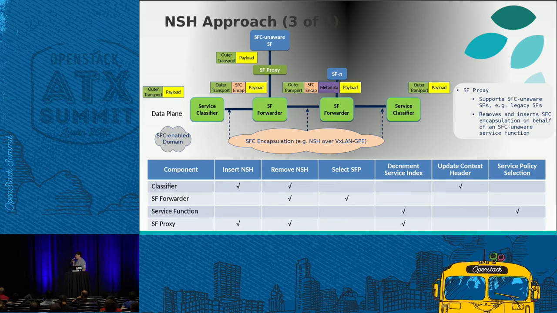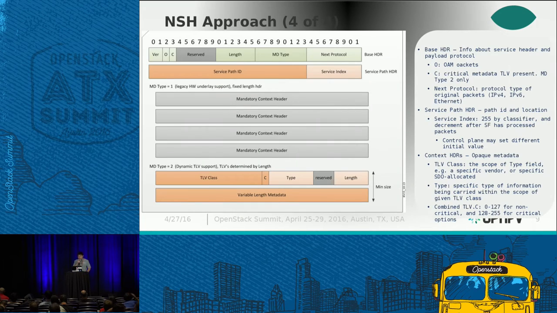And as you can see, there are different functions and actions that have been defined in the whole path, including insert the header, remove the header, select the service function path, decrement service index, and update the context header, etc. And different entities in the path will perform different functions, as summarized in this table. So that's how the service header is defined. They have a base header, a service path header, and context headers with all the different metadata.